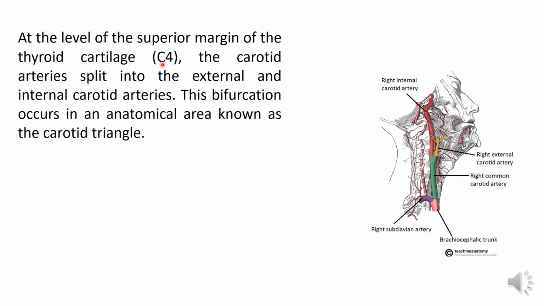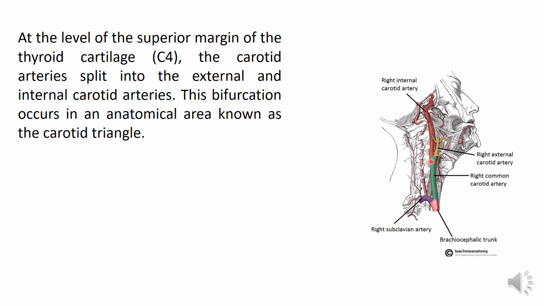At the level of C4 or superior margin of thyroid cartilage, the common carotid artery divides into external and internal carotid artery. You can see here. This is the right common carotid. Similarly, there is another one on the left side also. So at the level of C4 or the superior margin of thyroid cartilage, it is split into two, internal carotid and external carotid. Here you can see the right common carotid splitting into right internal carotid and right external carotid. Similarly on the left side also.